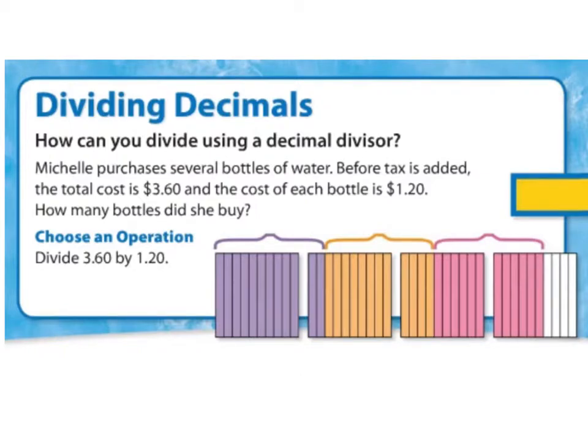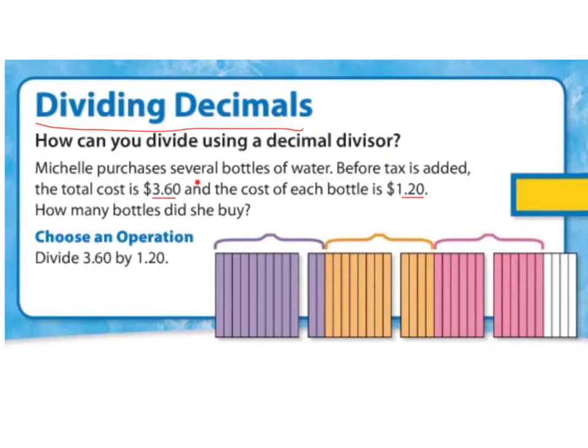As I said before, our lesson is dividing decimals. Yes, we have already kind of gone over this unit. We are reviewing it again, and it's specifically when two numbers have decimals, what do we do with that? So let's read this together. How can you divide using a decimal divisor?